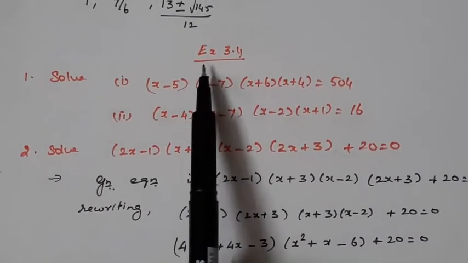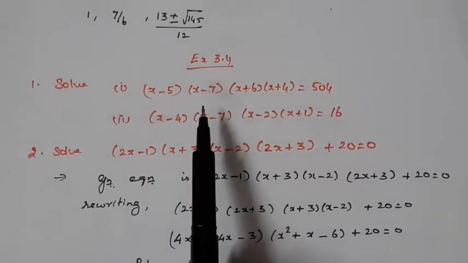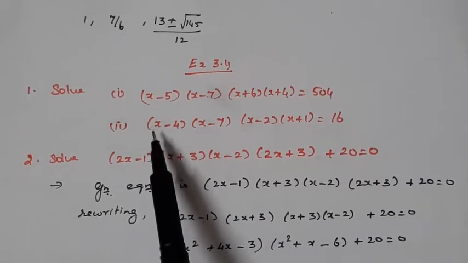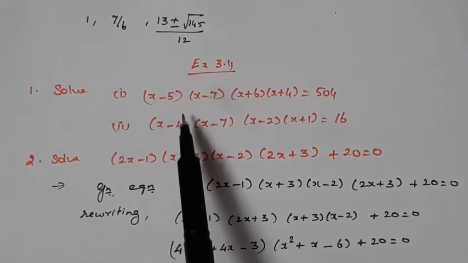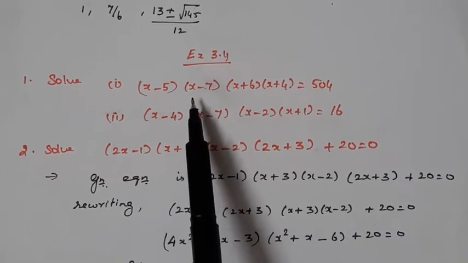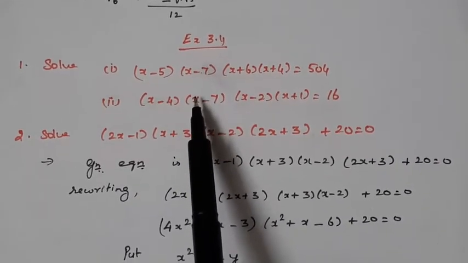Now let us come to the exercise 3.4. In this exercise, only 2 problems have been given. The first one has 2 subdivisions, and both the problems are easy to do. They are just like the example. So you can try the first 2 problems.